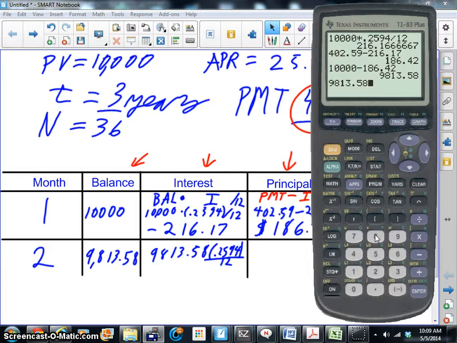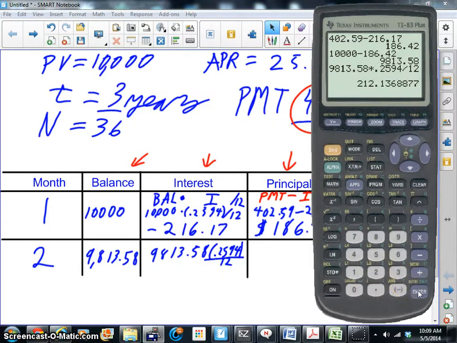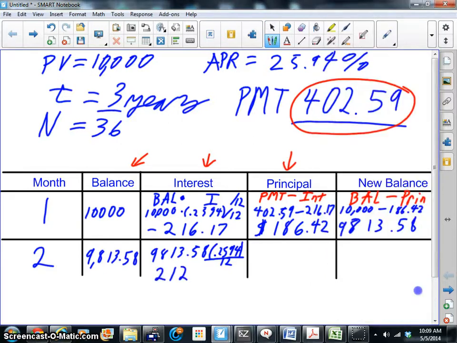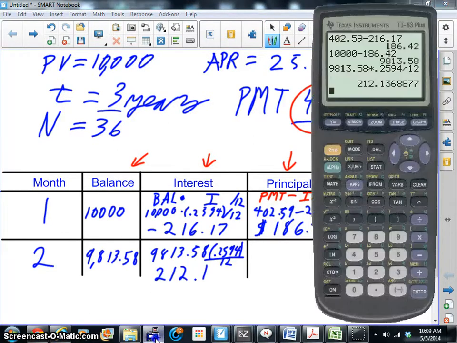9,813.58 times 0.2594 divided by 12. Now the interest that's added on is $212.13. Let me check that 13 cents. No, it's actually 14 cents. Round up.